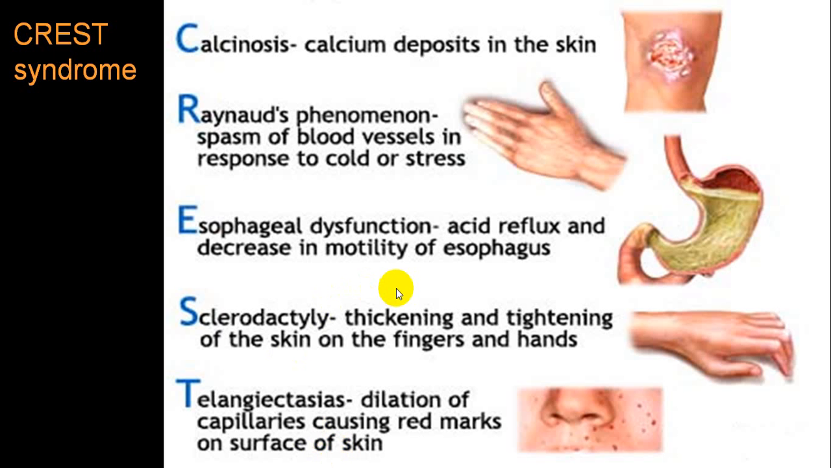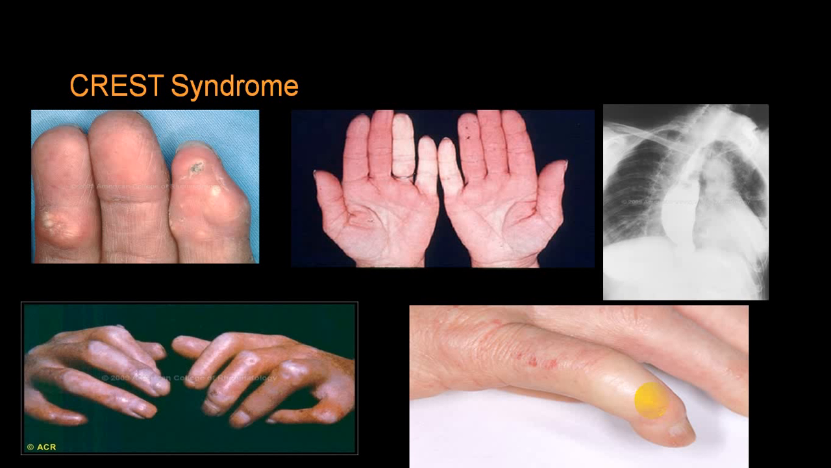This is classical CREST syndrome: calcinosis or calcinosis cutis, Raynaud's phenomena, esophageal motility problems with acid reflux, sclerodactyly, very typical, and telangiectasia. This will be more common in the limited variety. So in typical CREST syndrome, this is calcinosis cutis, Raynaud's phenomena, pulmonary fibrosis, and you can get telangiectasia. This is sclerodactyly, calcinosis cutis, Raynaud's phenomena, esophageal motility.